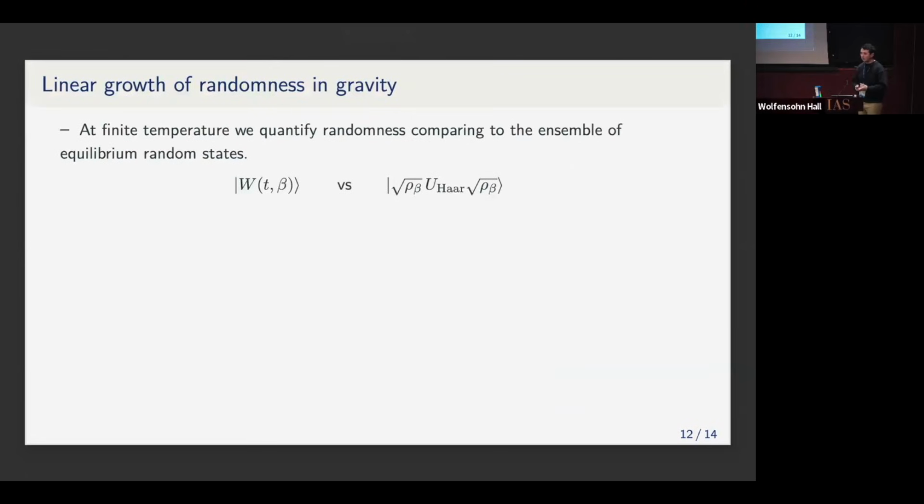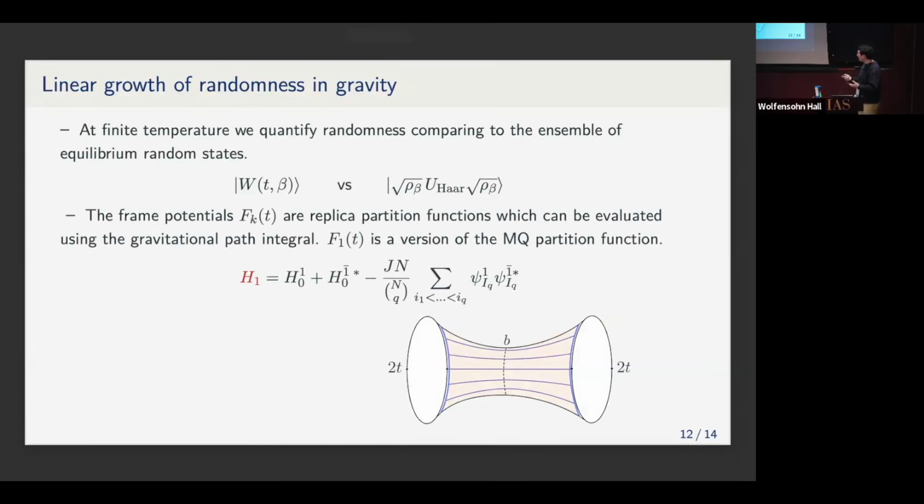So in the case of finite temperature, the situation is very similar. The difference is essentially that we need to compare our ensemble of states to the ensemble of equilibrium random states. And the story is essentially the same. The kth frame potential of our ensemble can be rewritten as a replica partition function of some effective Hamiltonian, which is the finite temperature version of the previous effective Hamiltonian. And so for the 2-replica quantities, so the first frame potential, this quantity is a version of the Maldacena-Qi thermal partition function. It's just some thermal partition function of this effective Hamiltonian.